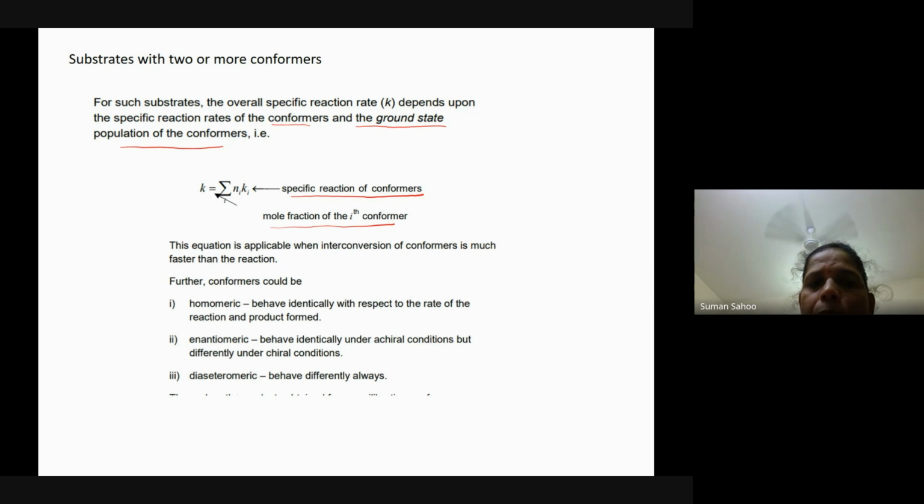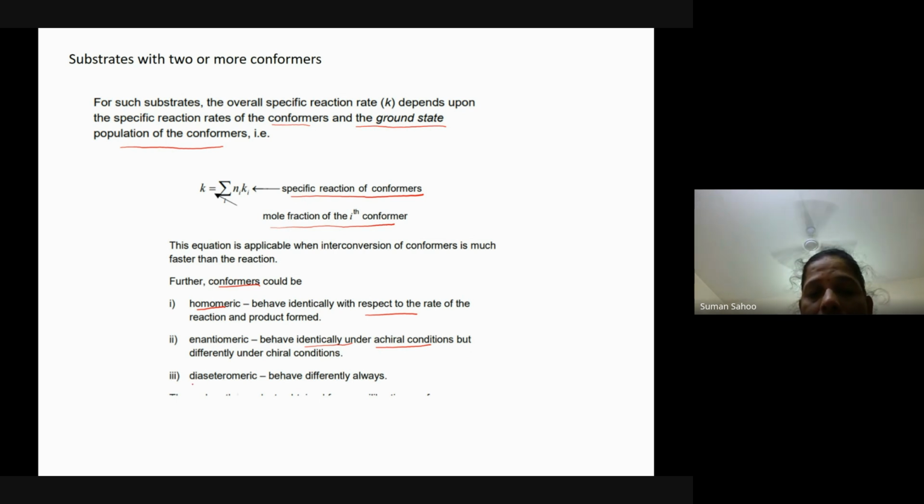That depends on how many conformers we are having, means we can have different types of conformers. So which conformer and how much population is there, the overall reaction rate will depend on that. Again, these conformers could be homomeric, like they behave identically with respect to the rate of the reaction and product formed. They can be enantiomeric, behaving identically under achiral conditions but differently under chiral conditions.